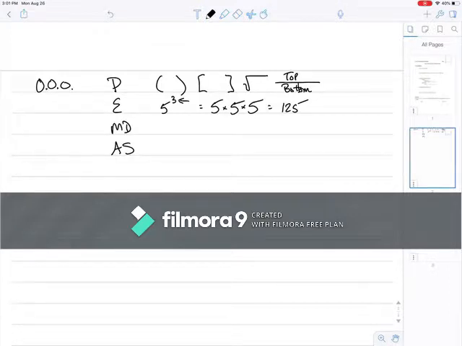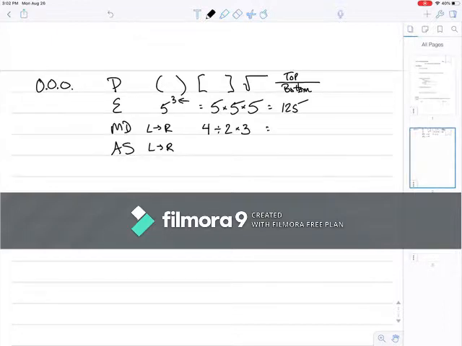MD, my dear, is multiply or divide from left to right. It's pretty key that we do it from left to right. And then AS is for add and subtract, again, from left to right. Be especially attentive if we did something where multiplication was involved. Let's say 4 divided by 2 times 3. I'm just making something up.